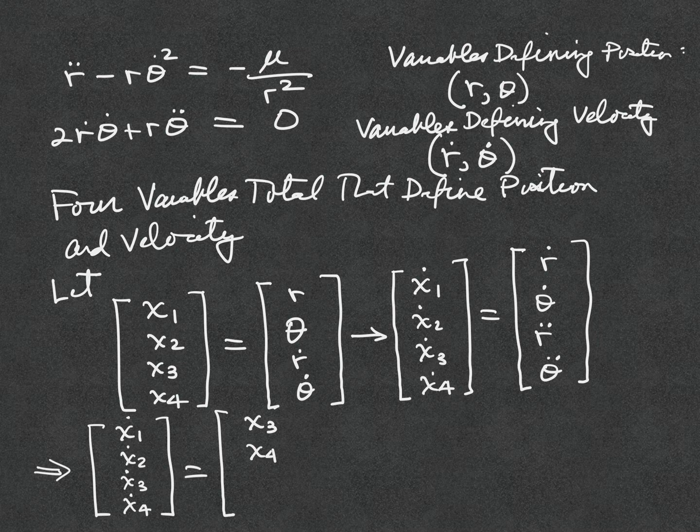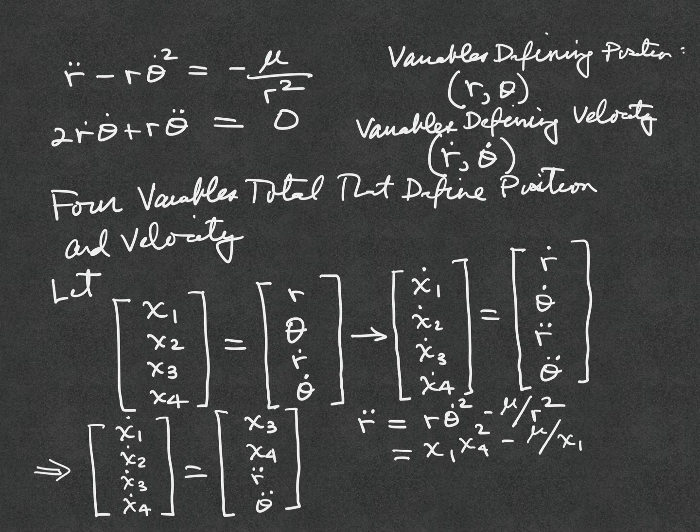So I'm going to leave this for right now, and the first thing I'm going to do is solve these equations to get them in the right form. So let's look at r double dot. What does r double dot equal? R double dot is equal to r theta dot squared minus mu over r squared. But that's equal to, well, what's r? R is equal to x1, so that's x1. What's theta dot? Theta dot is equal to x4, so that's x1 x4 squared minus mu all divided by x1 squared. So that takes care of r double dot.